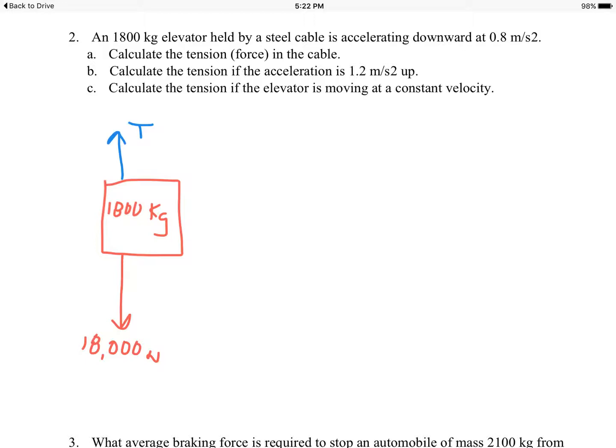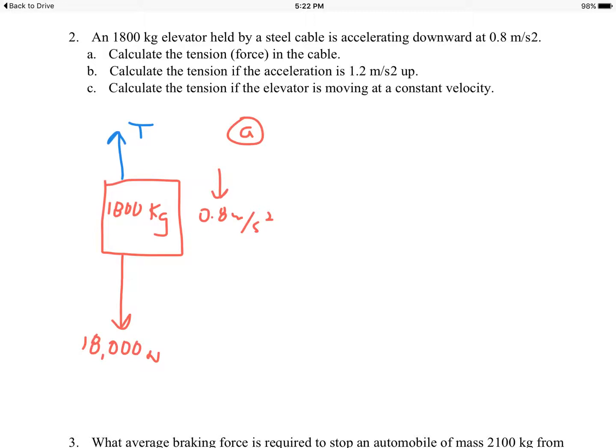The acceleration here is down in part A. The acceleration is down at a rate of 0.8 meters per second squared. Now that's an acceleration vector. I'm not placing that on the diagram with the forces.